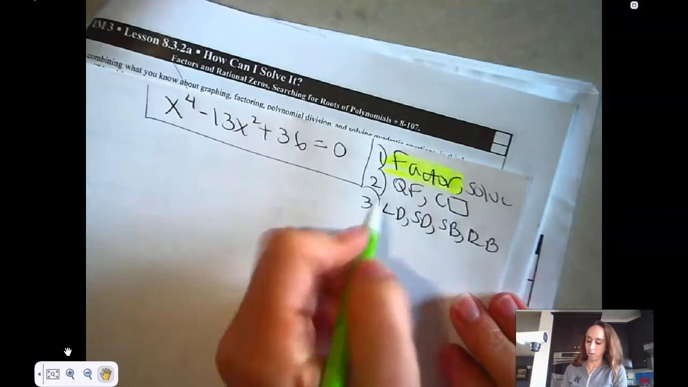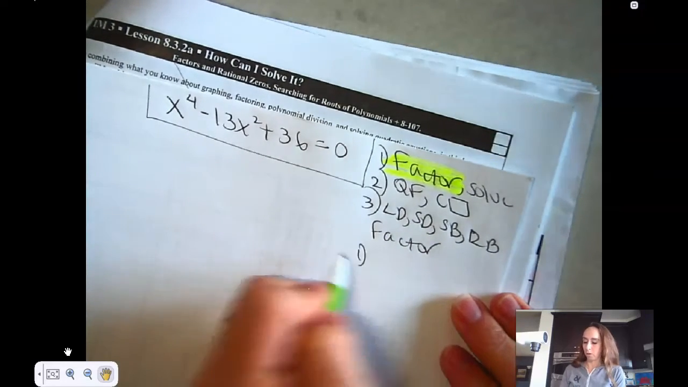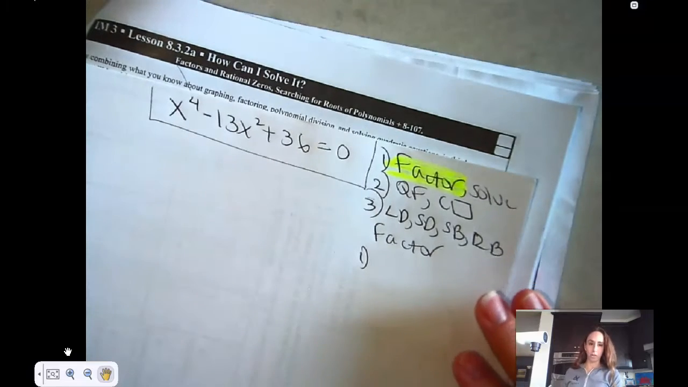Now, my go-to way, the way that I like the best, is to factor. The problem is you learned how to factor a lot of ways, right? Let's think about all the different ways you've learned how to factor.